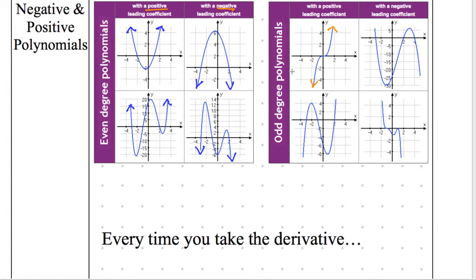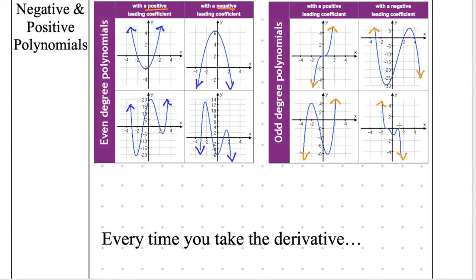It doesn't matter the degree. It could be a degree 9 polynomial, but the end behavior will still be the same as long as that leading coefficient is positive. And then if it's negative, it's the reverse. So now it starts going from the left-hand side, it starts from going to positive infinity and then goes to negative infinity. And again, it doesn't matter what degree it is.